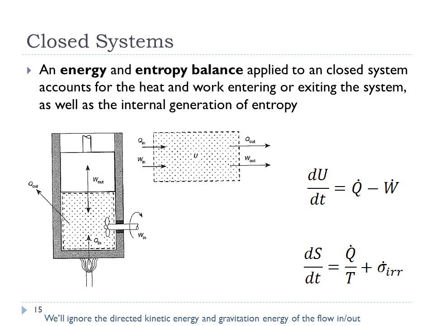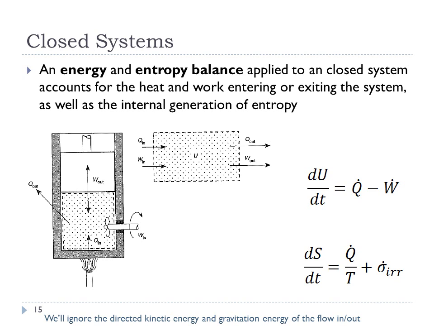Okay, so we're going to start off with some control volumes, and we're going to be looking at what the first and second laws look like. First, for closed systems. A closed system is one in which there is no input or output of material, of moles of actual molecules or atoms entering or exiting the system. But the system may be in thermal contact with the environment.